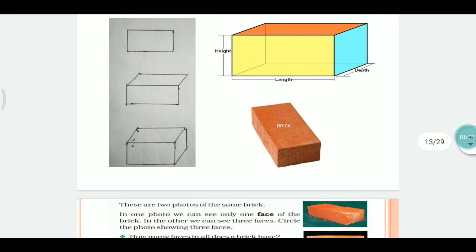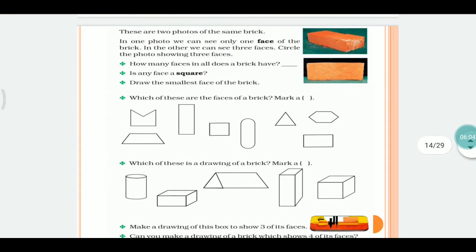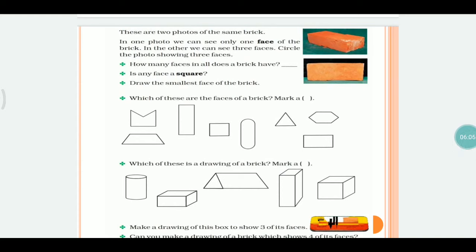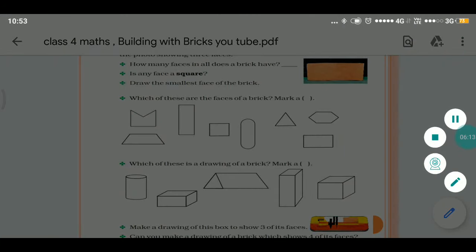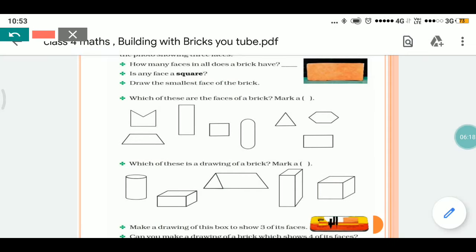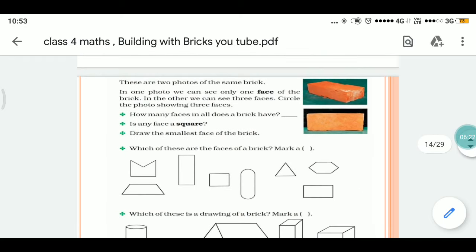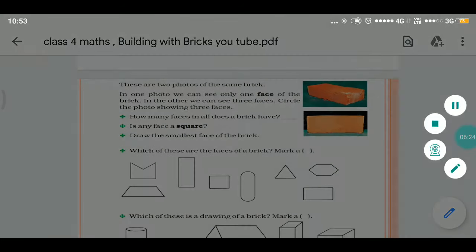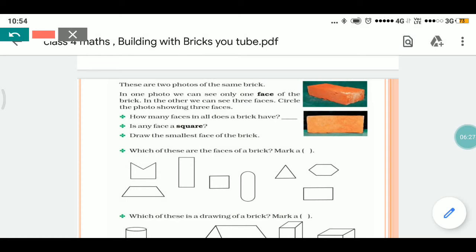Students, look at page number 14. These are 2 photos of the same brick. In one photo, we can see only one face of the brick. In the other, we can see 3 faces. Circle the photo showing 3 faces. How many faces in all does a brick have? Is any face square? Draw the smallest face of the brick. Students, we will later discuss the question. First of all, we will discuss the meaning of faces.